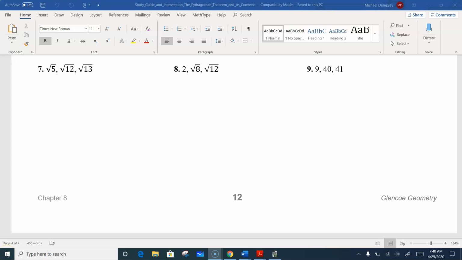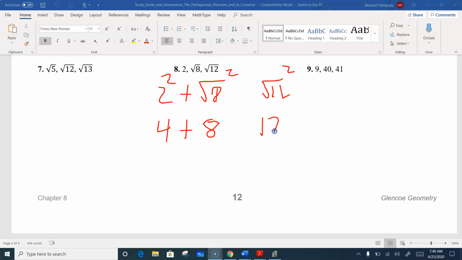Okay, so let's see what happens with number 8. I'm going to take 2 squared. I'm going to add that to root 8 squared. And we're going to compare that to root 12 squared. Okay, so 2 squared is 4. We just showed you how easy it is to square the root 8. It's just 8. And then same thing with root 12. That's just 12. So what do we find here? 12 equals 12. So hopefully you classified this as a right triangle.